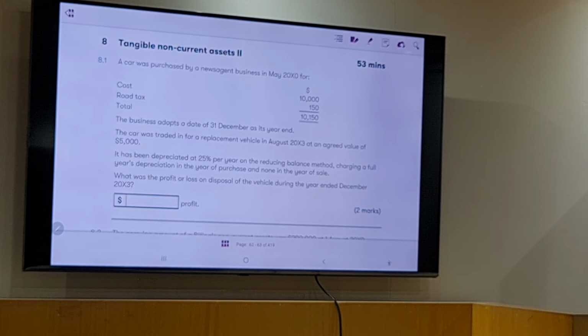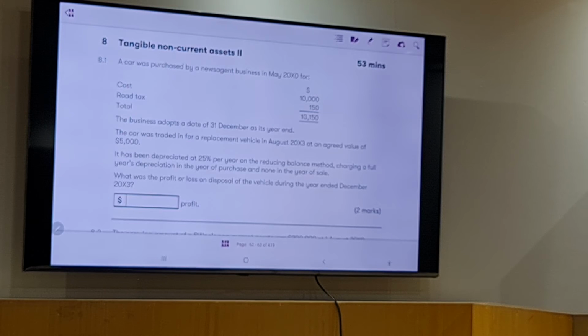Now if you make a mistake in that 150, first you will lose. Second mistake, you have to think about the policy. Third mistake, the date of purchase and the date of sale. Fourth mistake, the method of depreciation, reducing balance method. You should know the mistake levels. Anyway, the answer is profit, only the net book value.